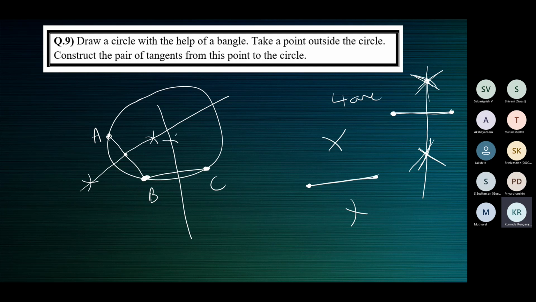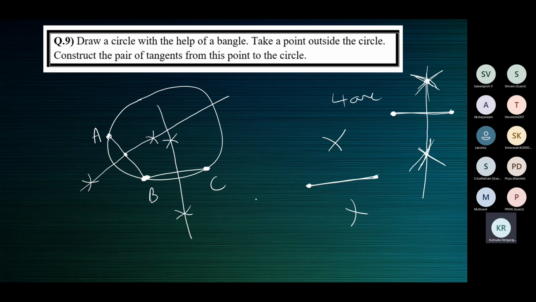Let me draw that and then show the arcs. I hope you understand why. Like this. Now, the point where the perpendicular bisectors intersect is the center of the circle. This is the center of the circle.